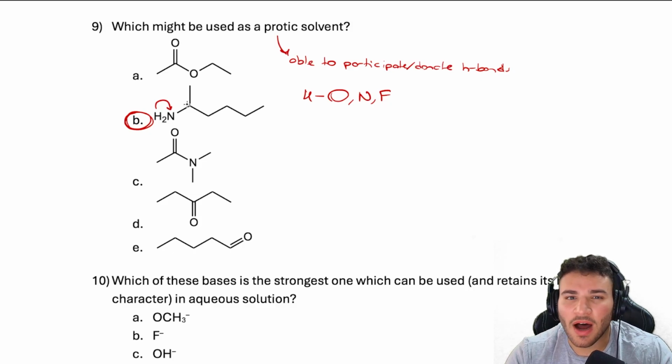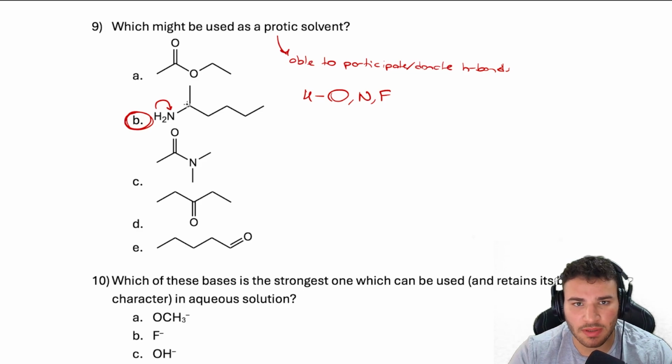H bonds are just FON or NOF. So nitrogen, oxygen, fluorine, or the other way around, doesn't really matter.